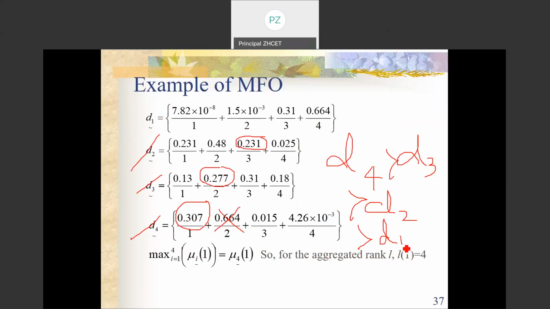So our aggregated list: the maximum value at the first position amongst all the documents goes to document 4. So for the rank aggregated list L, the first position will go to the 4th document. This is what it means.